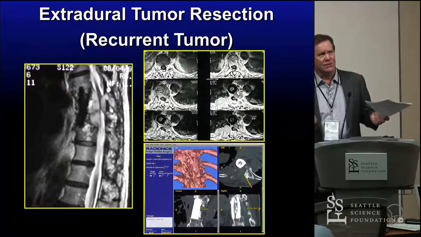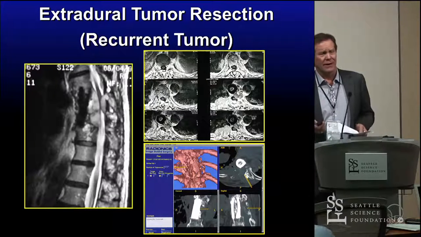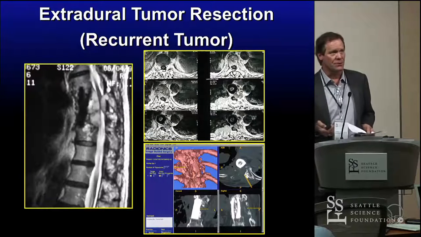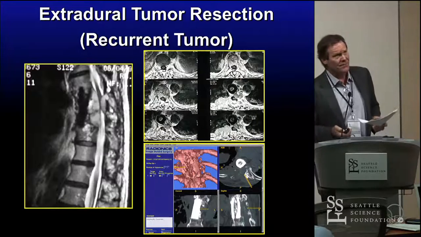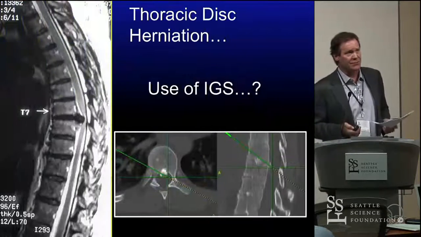Here's a patient with a recurrent tumor. I had to figure out where this tumor was so I could go in and take it out. This was a recurrent chordoma that the patient was decompressed for about every 2 years.